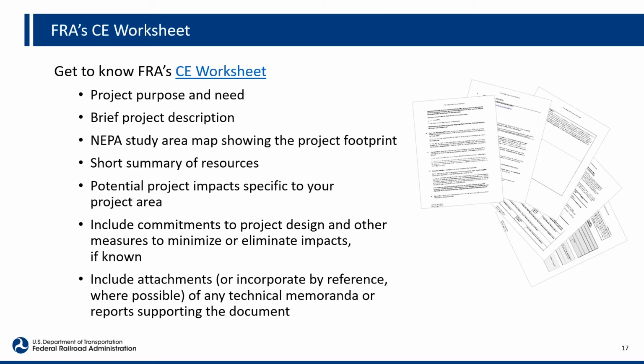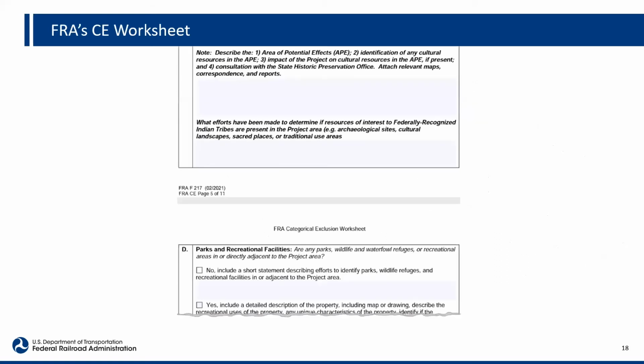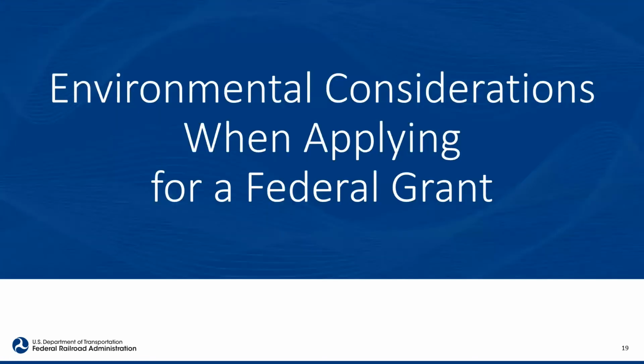Next slide, please. This slide just shows a close-up of just a portion of the CE worksheet. You'll see that this outlines 2 resource considerations that I'll go into a little bit more detail on in the next sections. Section 106 for historic resources and Section 4(f) that relates to recreational resources and also wildlife refuges and historic resources.